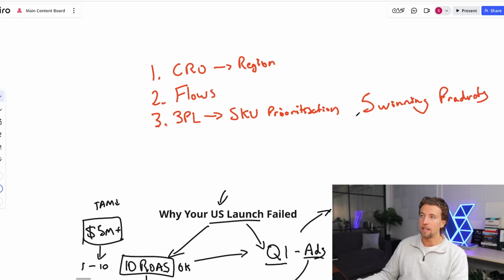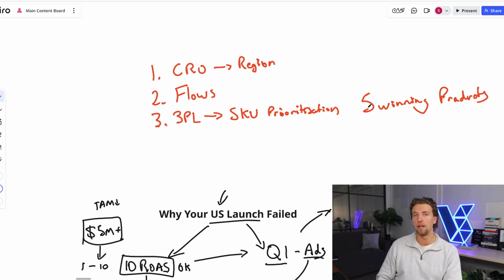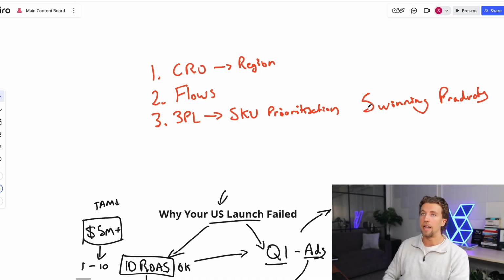And it might actually be the case that some of these products don't work as well in that particular market because there might be more competitors. Or if you have some kind of unique positioned product that is manufactured by you that exists in the US market, it's obviously not going to perform as well.